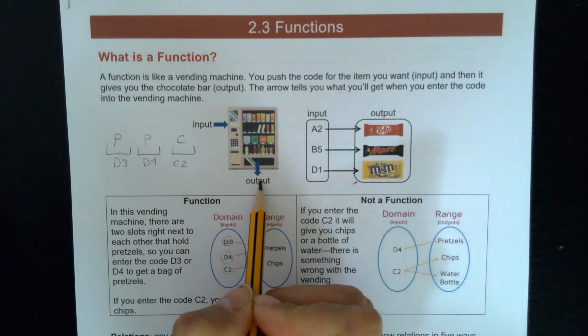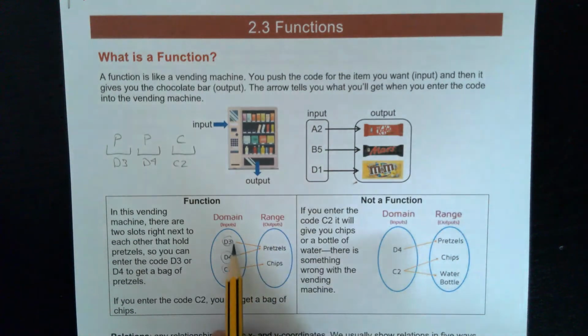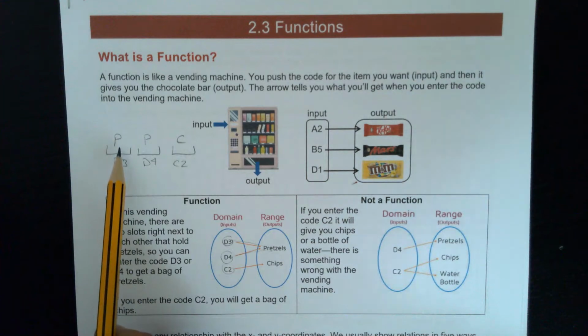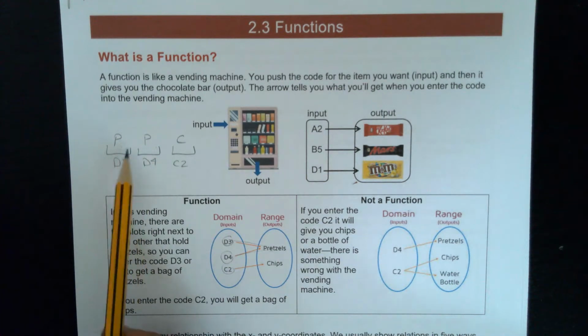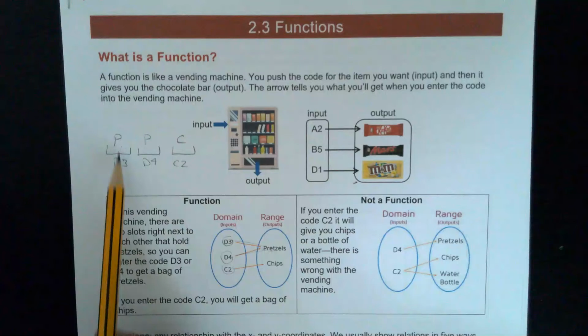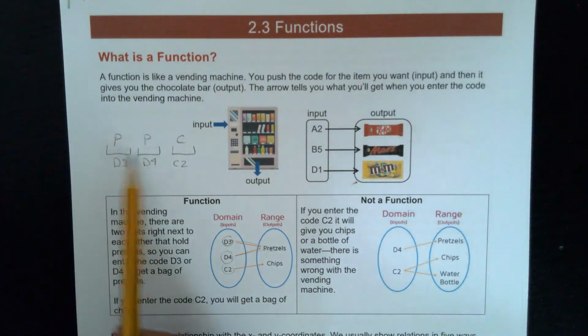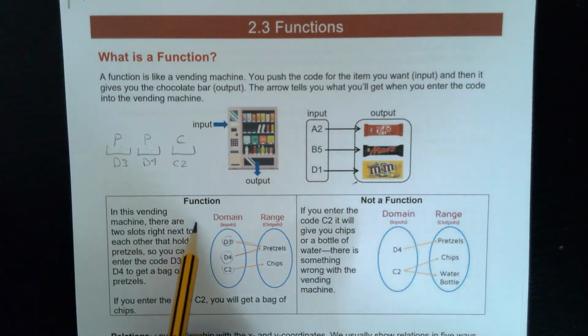One, okay? So here, they're both pointing to pretzels, but that's okay. It's because we have two shelves that have pretzels on it, so you can pick this pretzels or this pretzels, but they're usually just the same, but it's okay. All right, so that's a function.